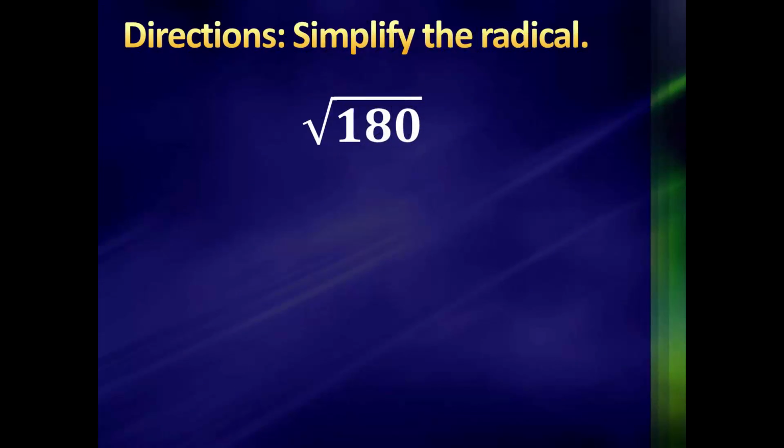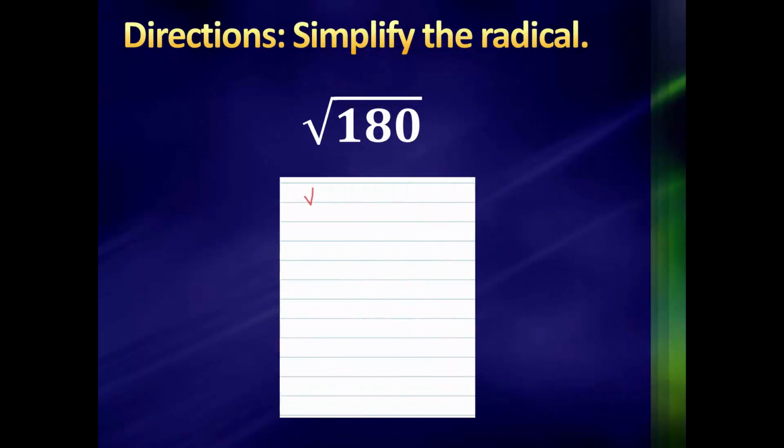In our next example, we have the square root of 180. So we're going to take the square root of 180, and again, we're going to go for its prime factorization. Anytime a number ends in 0, it means that that number is divisible by 5. So I'm going to divide a 5 out of this. 5 times 36 gives me 180.